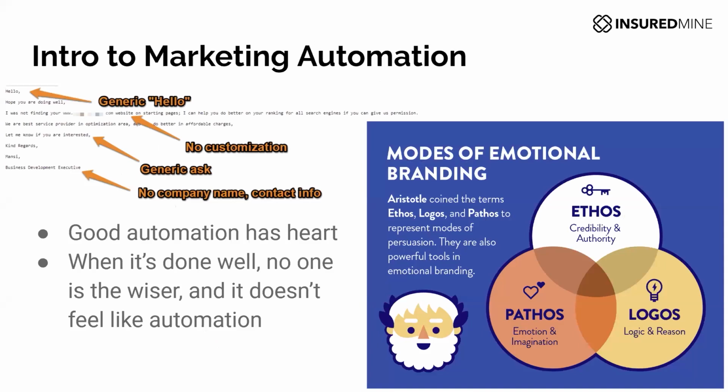Good automation has heart. That is to say, the pathos and branding that your organization wants the prospect to experience is actually felt. And when it's done well, no one's going to be the wiser, and it doesn't feel like automation. So when you have a system to automatically attract the right clients who want your products and services, this may sound cliche, but everything changes.